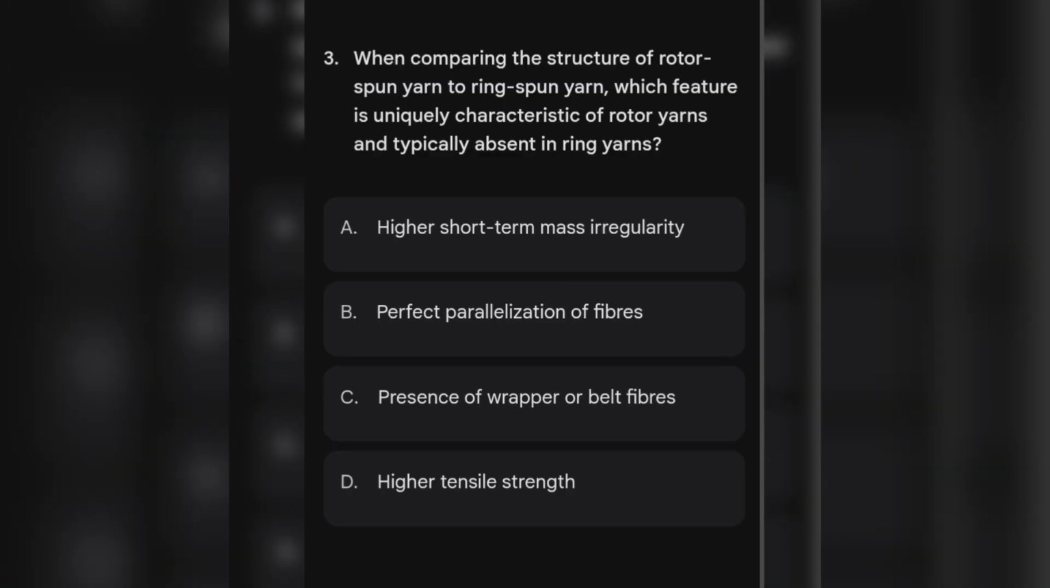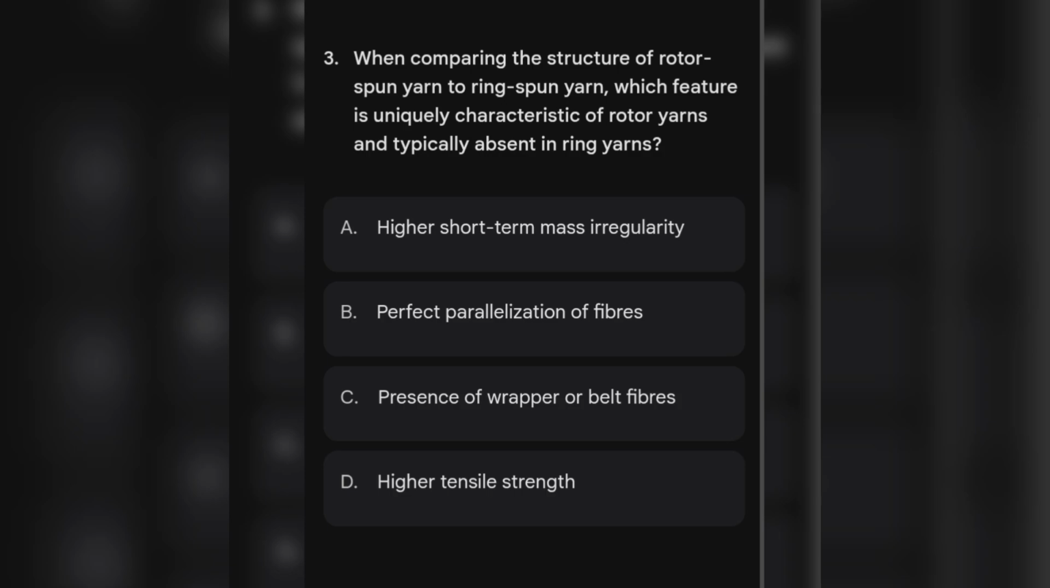When comparing the structure of the rotor spun yarn to the ring spun yarn, which feature is uniquely characterized as a rotor yarn and typically absent in the ring frame? It is an understanding question. Here it is asked what is there in the rotor yarn which is not there in the ring spun yarn. So, higher short term mass irregularity? No, in both the cases there are perfect polarization.